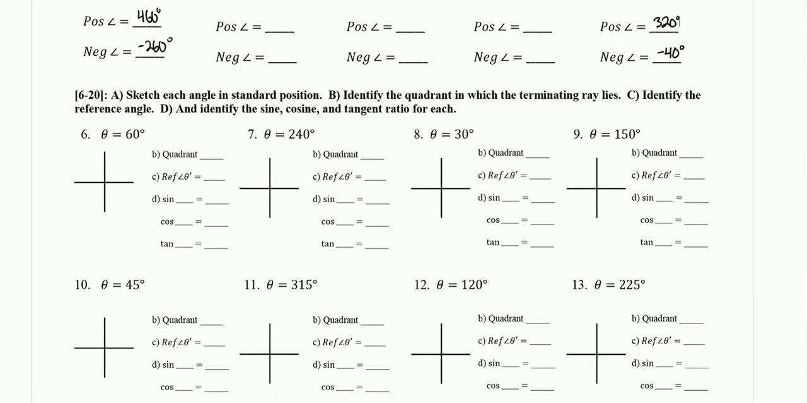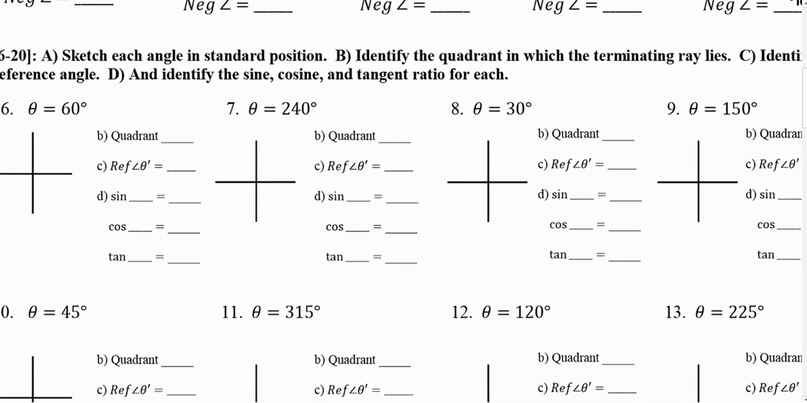6 through 20, we're to sketch each angle in standard position, identify the quadrant in which the terminating ray lies, identify the reference angle, and identify the sine, cosine, and tangent ratio for each. So let's start with 7. So 240, let's locate that. So 0, 90, we're going in the positive direction, 180, 270. So 240 is pointed in the third quadrant.